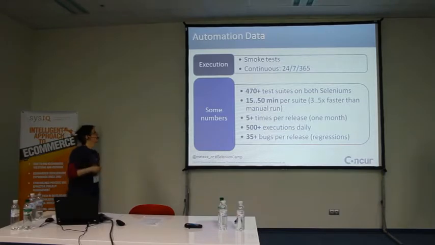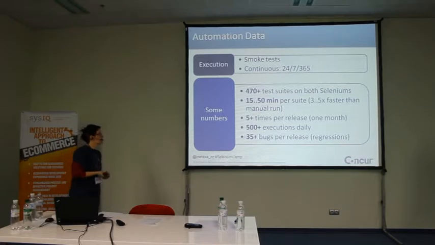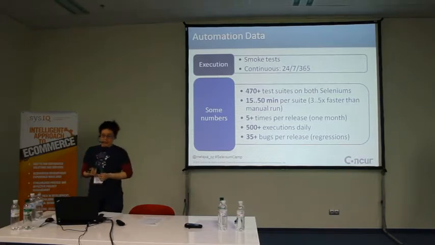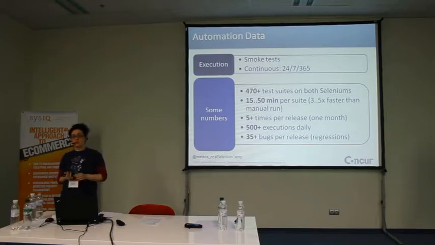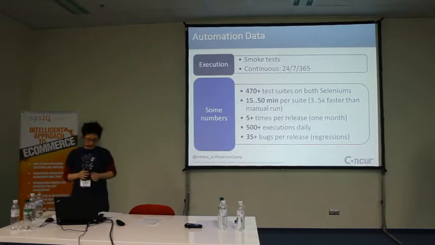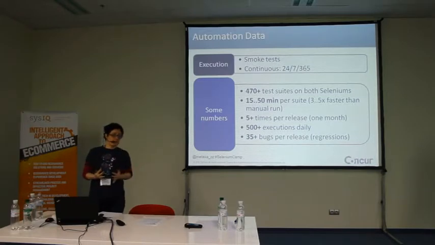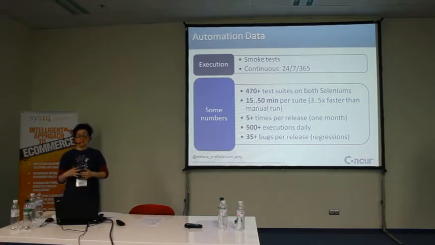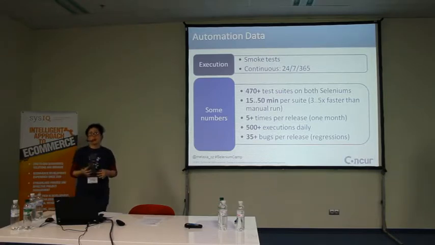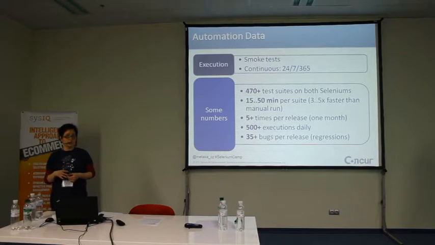Some automation-related data. As I have mentioned before, small tests and continuous execution 24/7, 365 days per year. On both Selenium 1 and Selenium 2, we have developed 470 automation suites. I would like to make sure that we all operate with the same terms. An automation suite is a collection of test scripts, or test cases. The average duration of an automation test suite can be 15 to 50 minutes, depending on the purpose of the suite, and it is 3 to 5 times faster than doing the same actions manually.